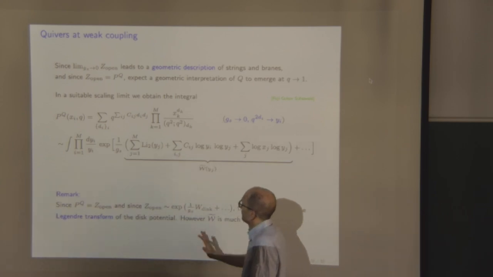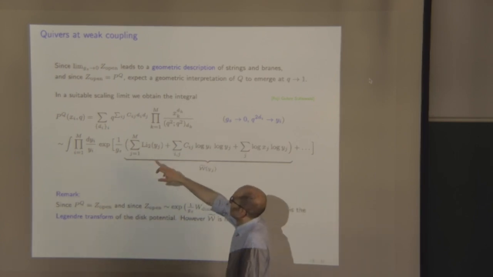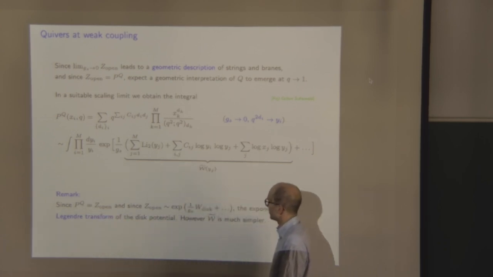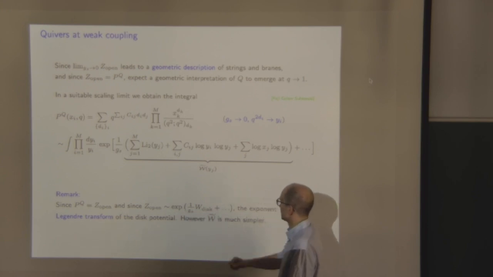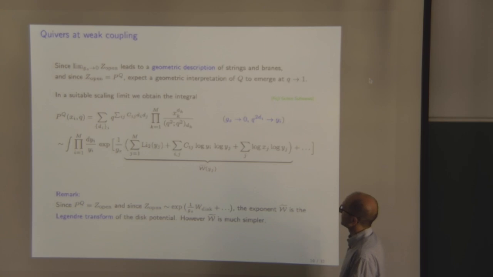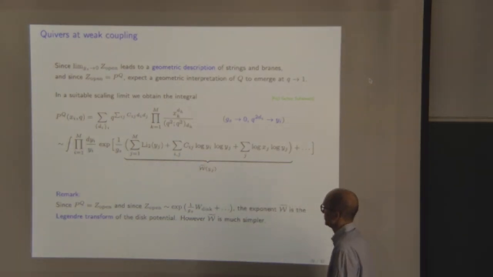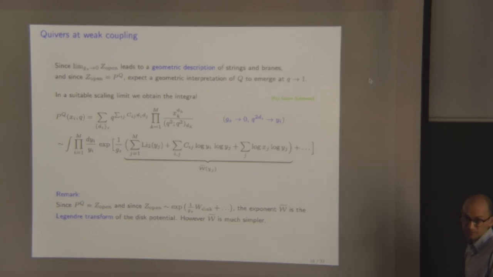But the first thing to realize is that this is the quiver partition function. In the knot-quiver correspondence, it's identified with the open string partition function. And we said that the leading order of that was the disk potential. So it follows immediately that this expression here, W tilde, is nothing but the Legendre transform of the disk potential. Okay?